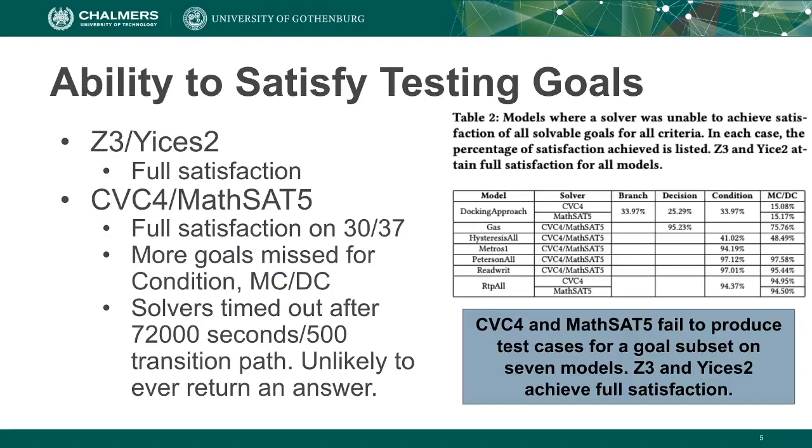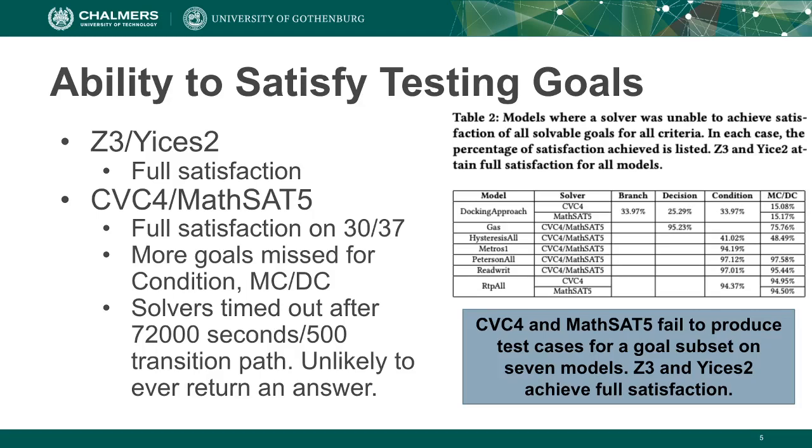Our first research question looks at the solvers in terms of their basic ability to generate test cases. Are there models where certain solvers cannot satisfy the full set of goals? Well, what we see is that Z3 and Yices2 achieve full satisfaction over all 37 models, while CVC4 and MathSAT5 fall short on a subset of 7 of the models.